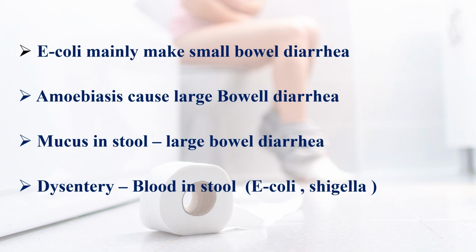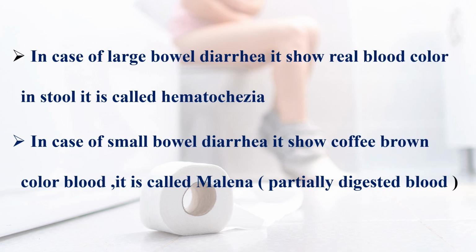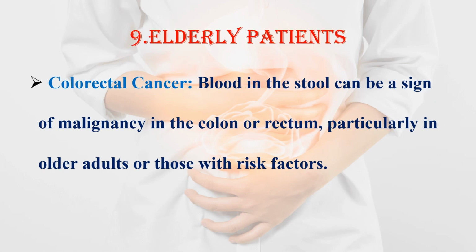Dysentery means blood in stool. It's mainly caused by E. coli and Shigella. In case of large bowel diarrhea, it shows real blood color in stool. It is called hematochezia. In case of small bowel diarrhea, it shows coffee brown colored blood. It is called melena, partially digested blood.